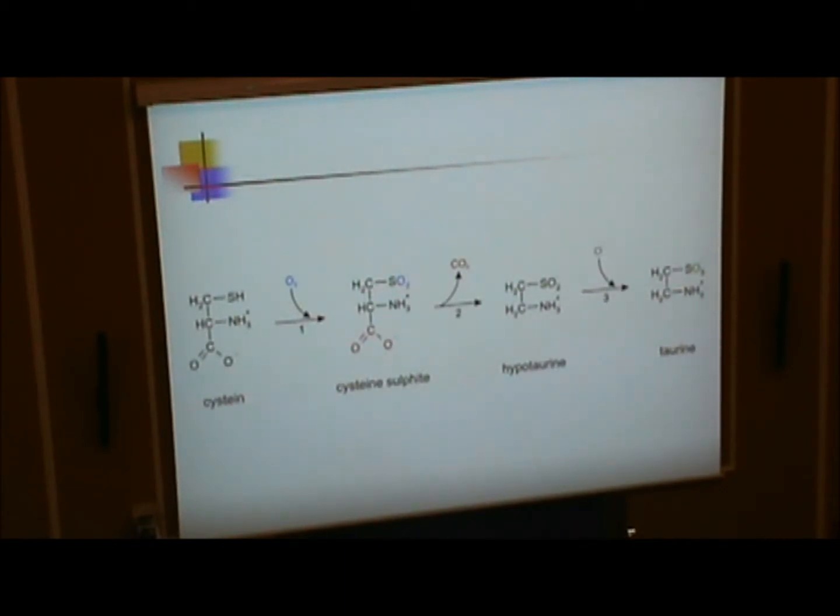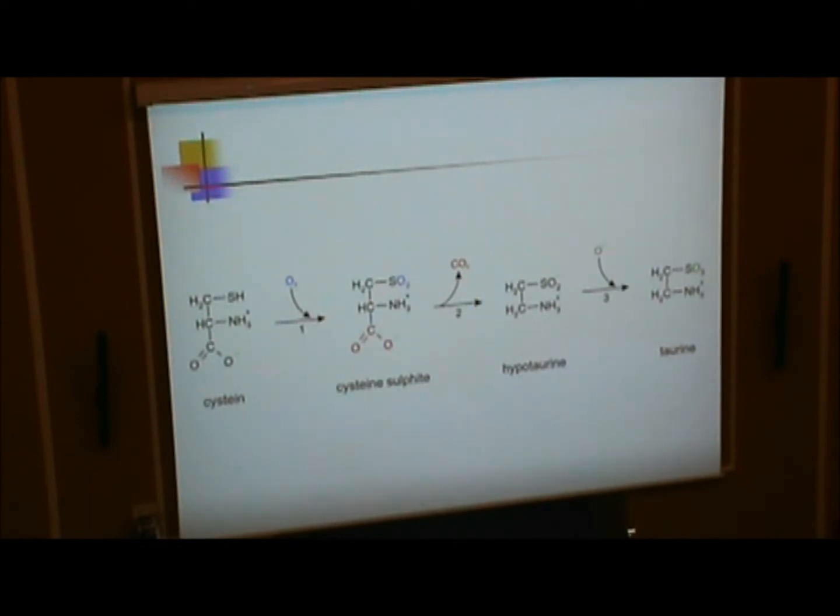The next biologically active substance which is produced from amino acid is cysteine. This is cysteine. Carboxylic group, NH2 group, SH group.